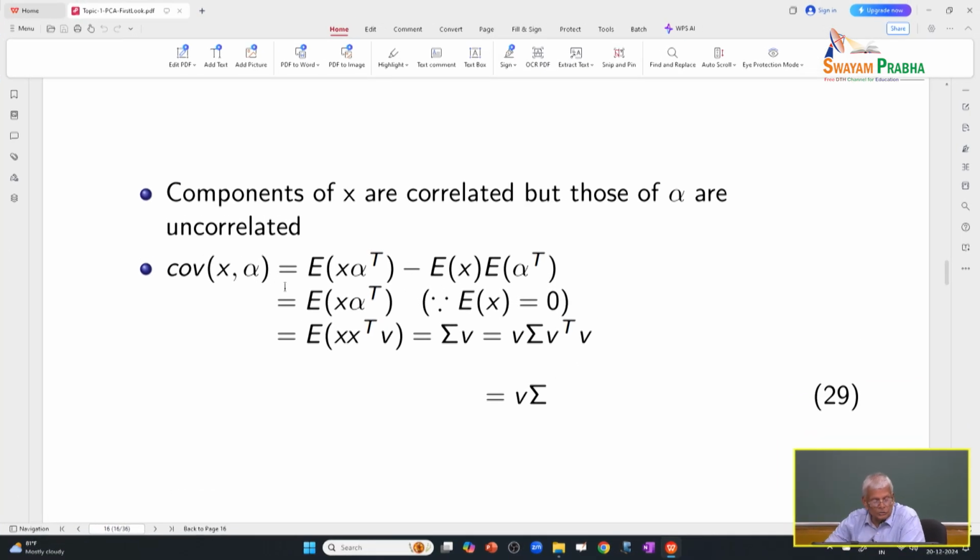So the general definition of covariance is E of X alpha transpose minus E of X times E of alpha transpose. E of X and E of alpha transpose are 0. Alpha transpose is X transpose V. So E of X X transpose times V, that is sigma times V. I hope you're all with me now.